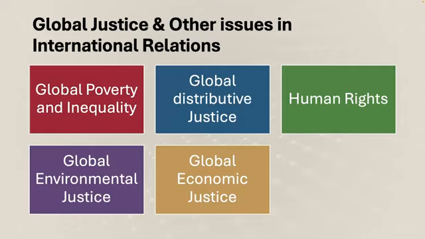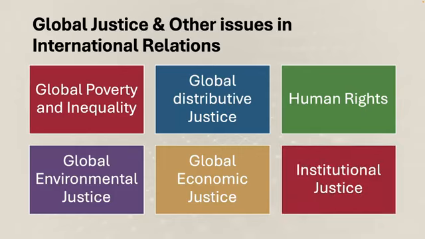I've already mentioned global economic justice. We'll get to that as part of the case study in a future slide. But then finally, institutional justice. Do global institutions, for example, like trade regimes, the World Trade Organization, or international organizations like the United Nations, or even potentially criminal justice organizations like the International Criminal Court, embed within their basic framework a sense of unfairness? Do they perpetuate injustice?